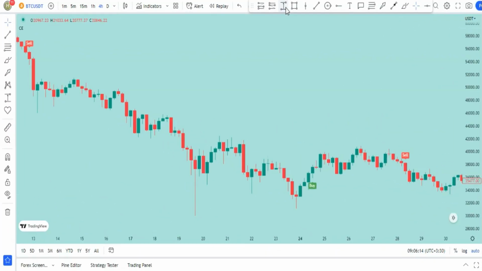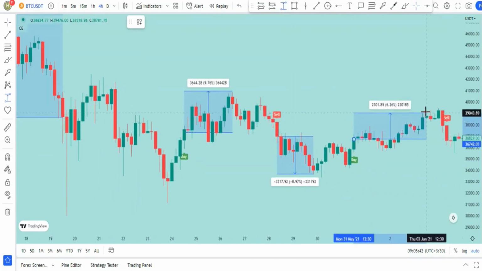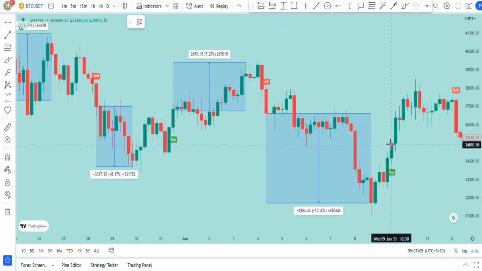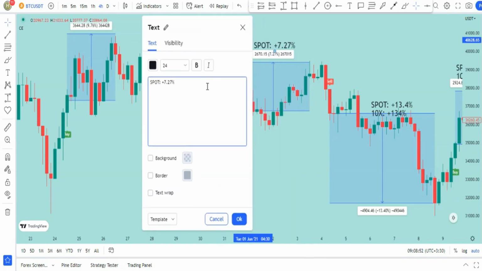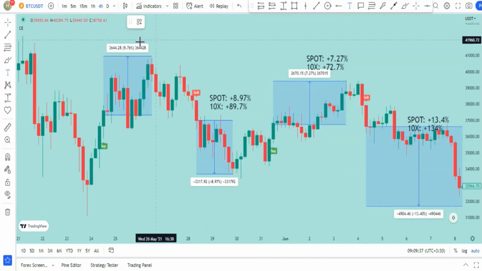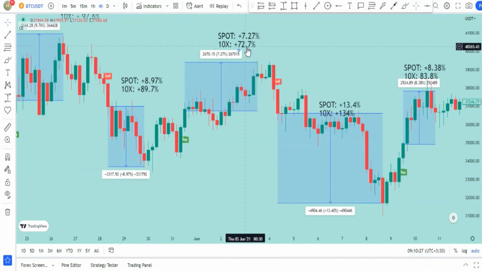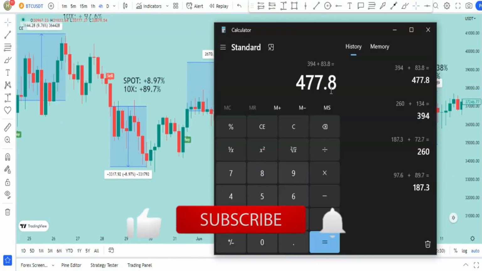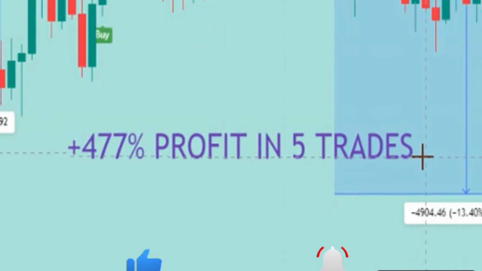Now let's check the performance of this indicator in the past of the chart. As you can see, we earned 477% profit in just 5 trades, which is really great.